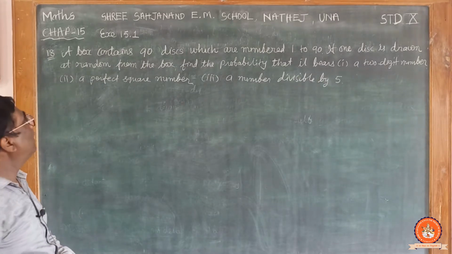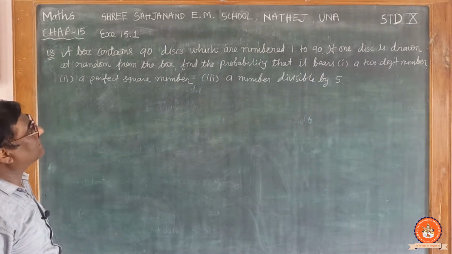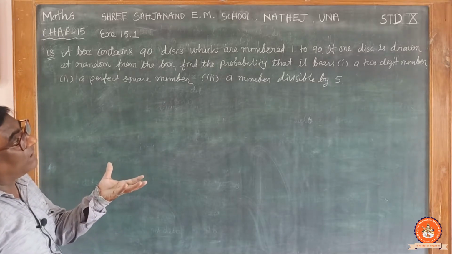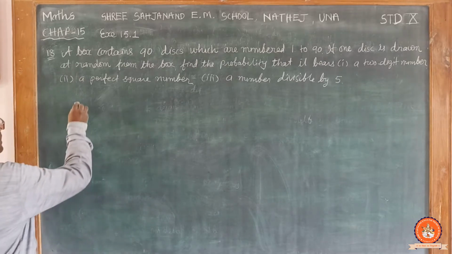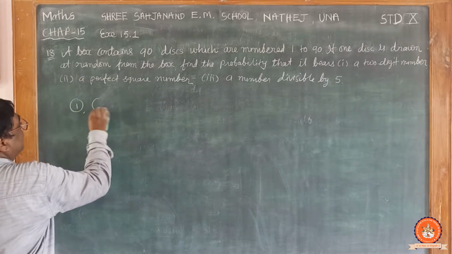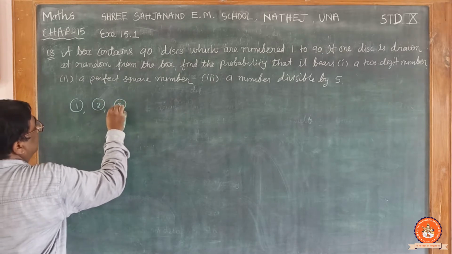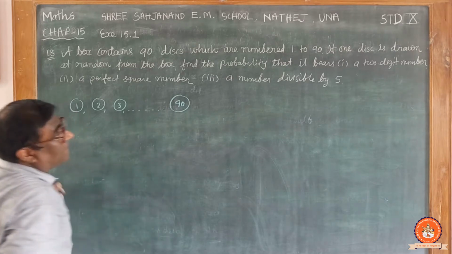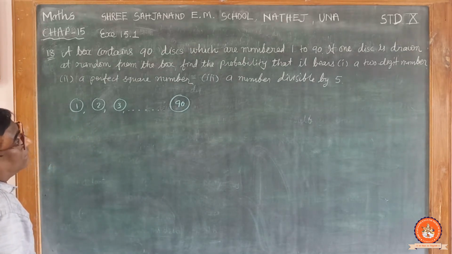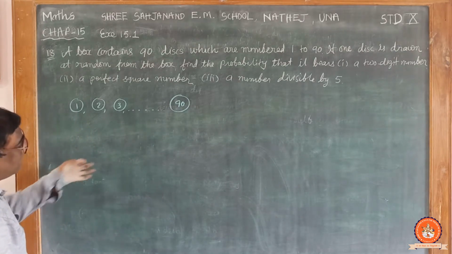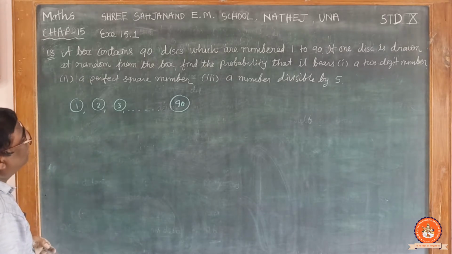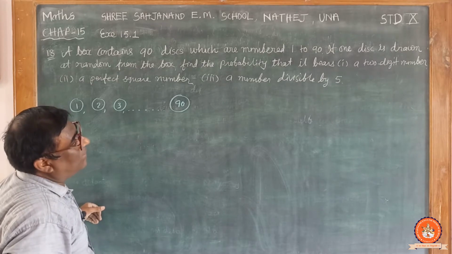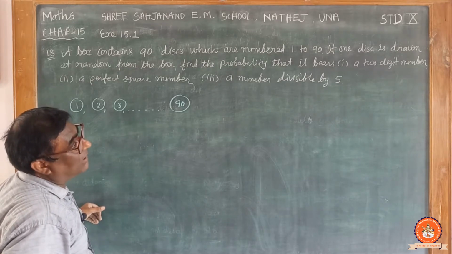Question number 18. A box contains 90 discs which are numbered 1 to 90. Okay. So there are 90 discs. If one disc is drawn at random, 90 discs में से एक disc को randomly draw किया जाता है. Find the probability that it bears a 2-digit number.